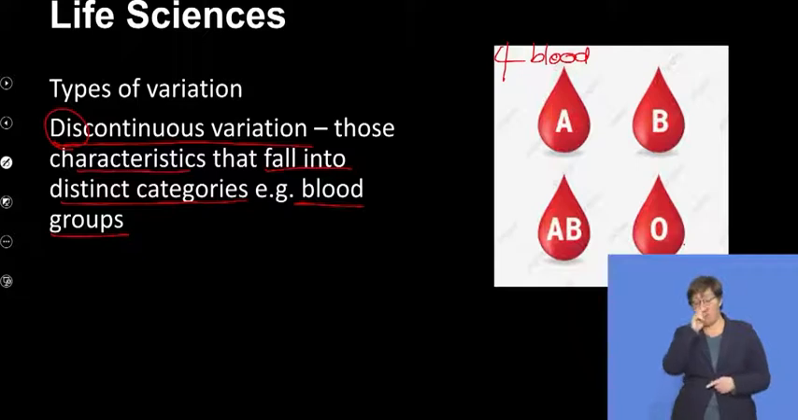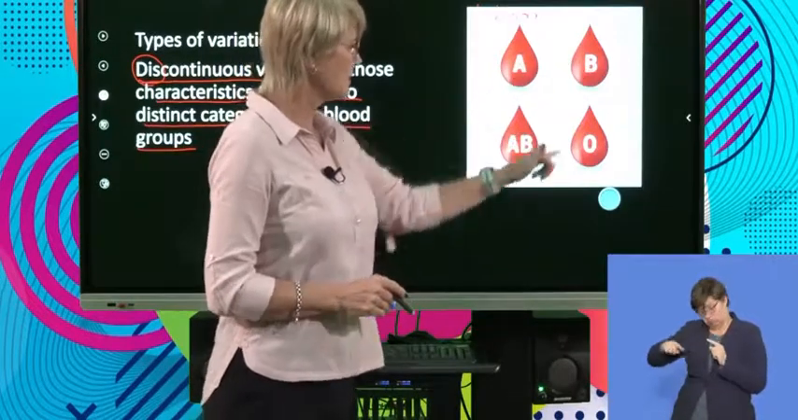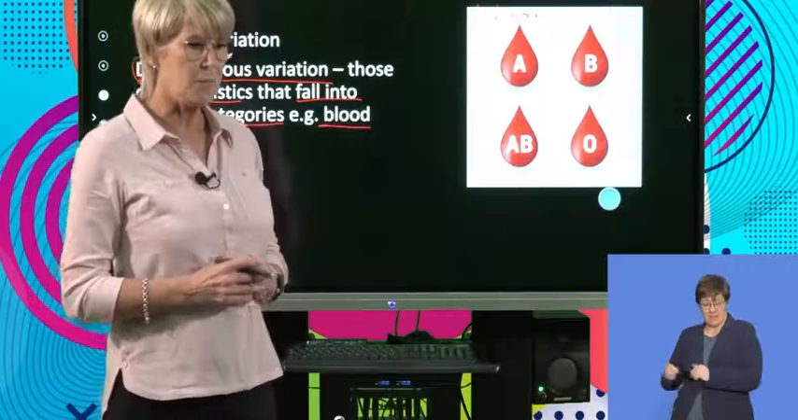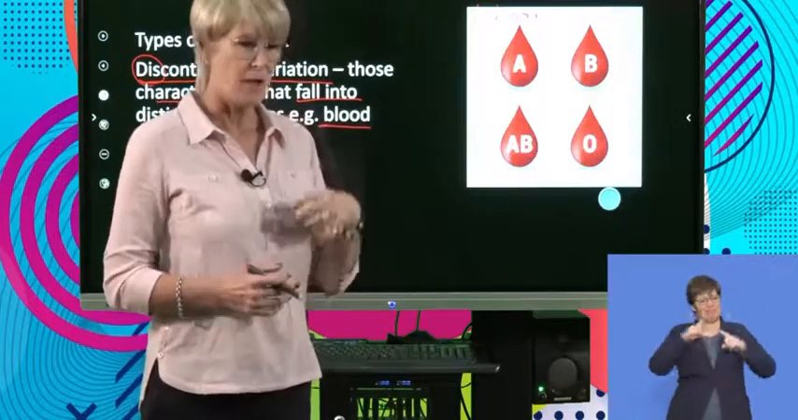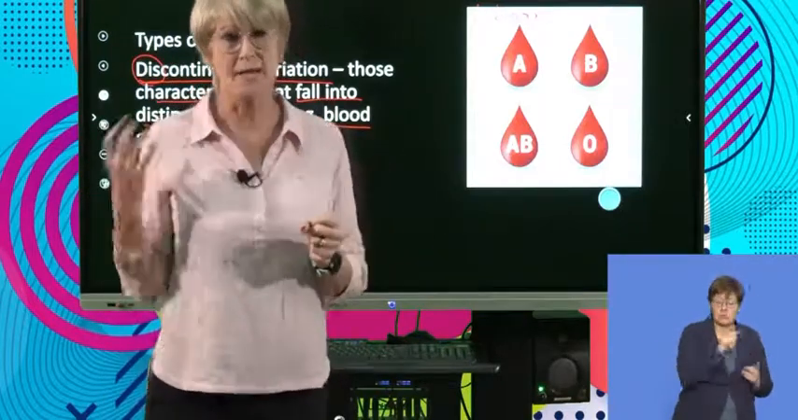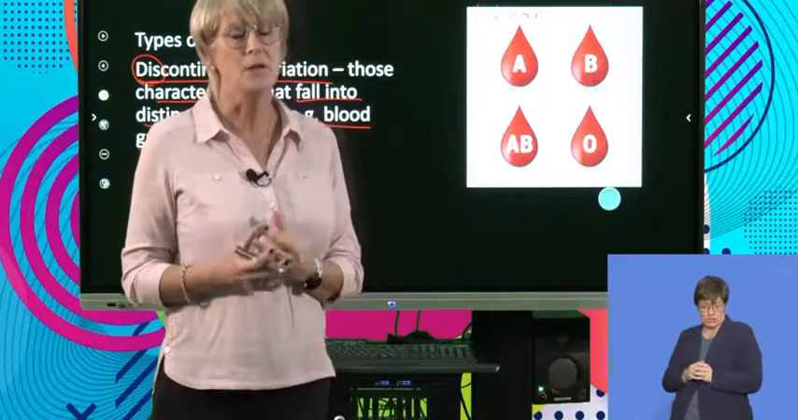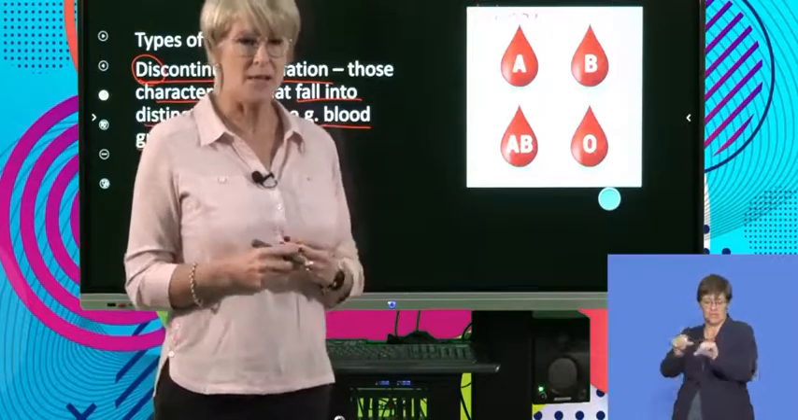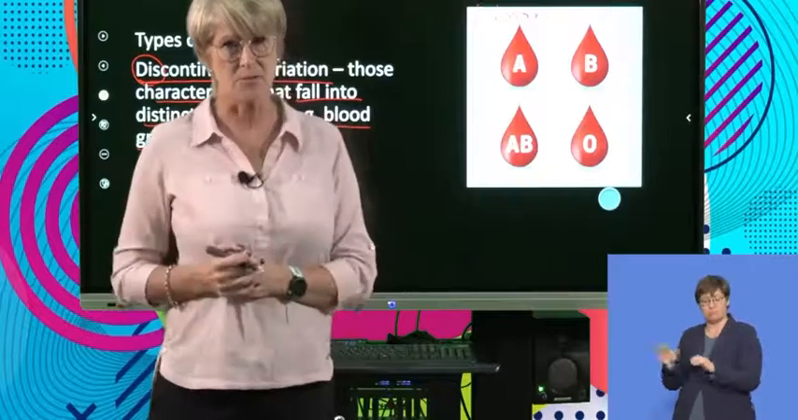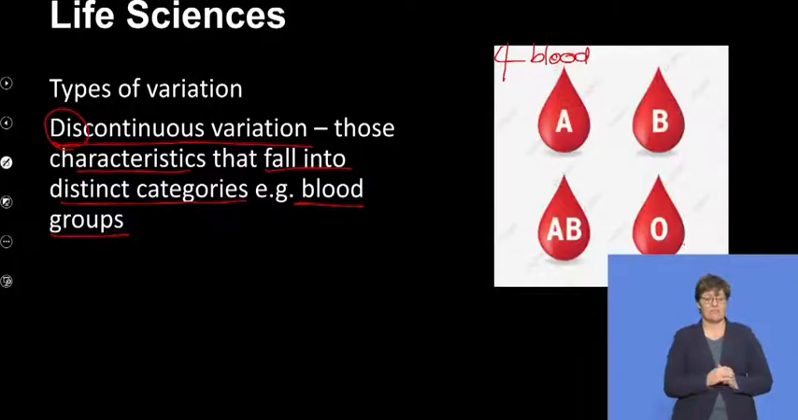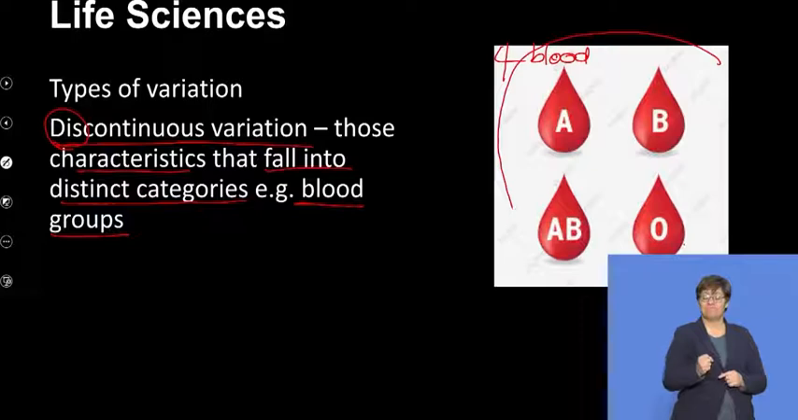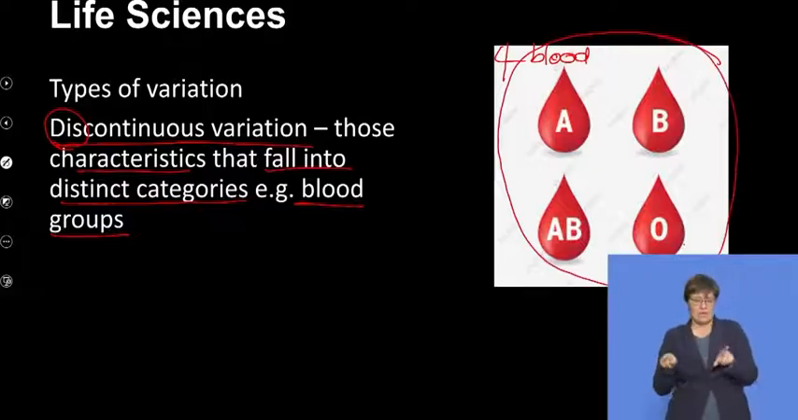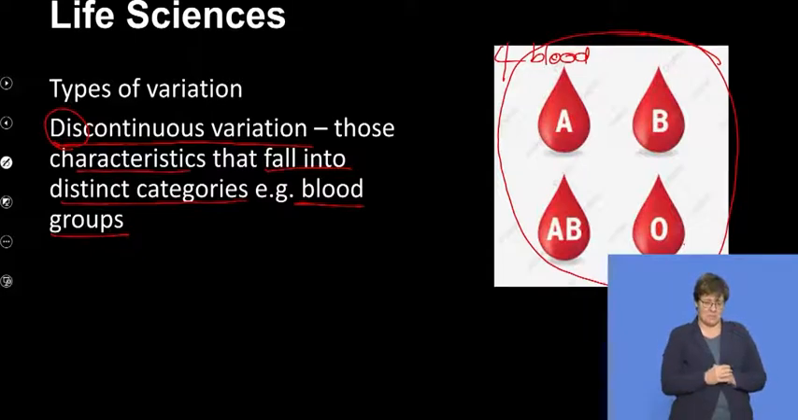Whereas if we have a look at discontinuous variation, it's those characteristics that place organisms into specific categories, like we see in blood groups. Another example would be birds of different colors, where you have green birds and blue birds and yellow birds. That would be an example of discontinuous variation where they are then placed in specific categories. Okay, so discontinuous variation then places organisms in distinct categories, as we can see here with the 4 different blood types that we find in human beings.